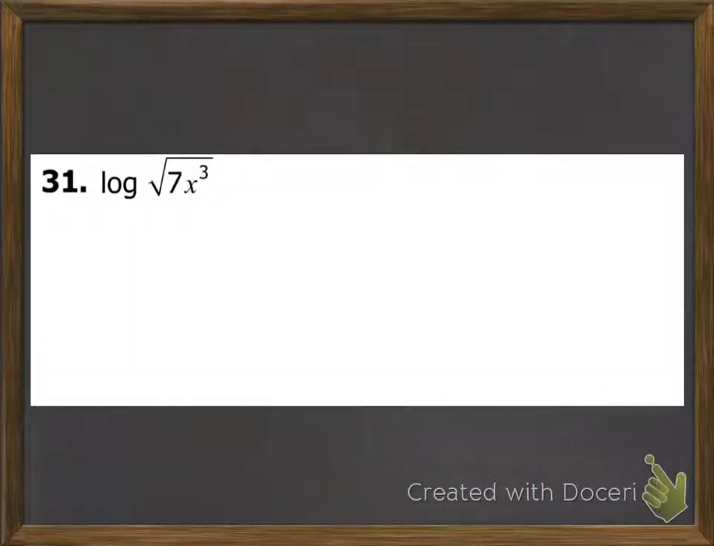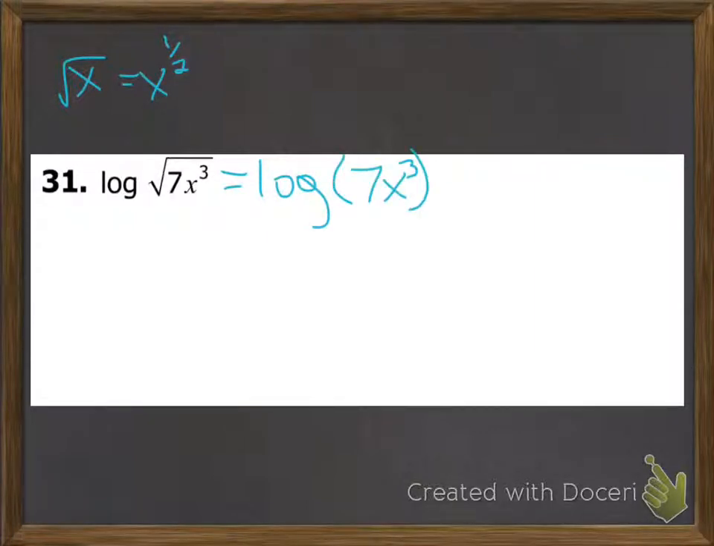Looking at number 31, we're going to throw a radical in there. So just a friendly reminder, if you have the square root of x, this can also be written as x raised to the 1/2 power. So I'm going to go ahead and do that first before we even try to expand this. So we're going to have log and then use parentheses, keeps everything in order. So log of 7x to the 3rd, and now that's going to be raised to the 1/2. I just took the radical and put it in exponent form.